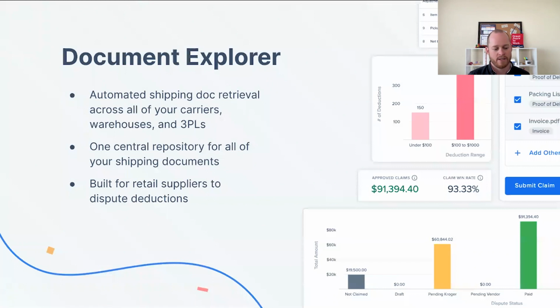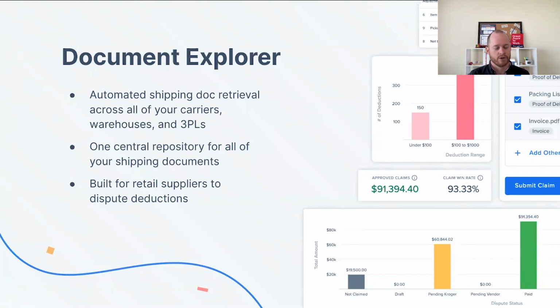And part of that end-to-end automation is retrieving shipping documents and attaching them to shipping related deductions so that you can just click one button. You don't have to actually go out, find the document, upload it to the deduction, and then do it from there. So that has been baked into our Walmart and Kroger product from the beginning.